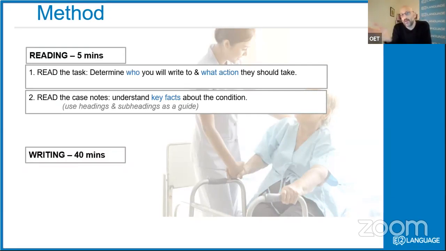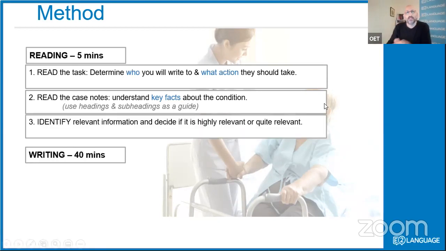Just because there are headings and subheadings doesn't mean you have to include the information, but just know that the information is there. That will help guide your eyeballs at the very least. And then you will identify relevant information and work out if it is highly relevant or even quite relevant. If you determine that the information is at all relevant, it will go in your letter. Treat the first 5 minutes as a reading comprehension task. Do not treat the first 5 minutes as a test of your abilities to be a great nurse.